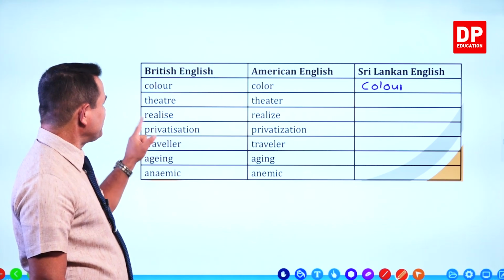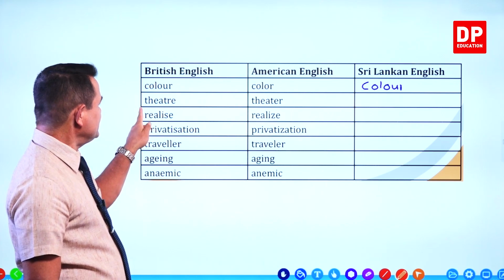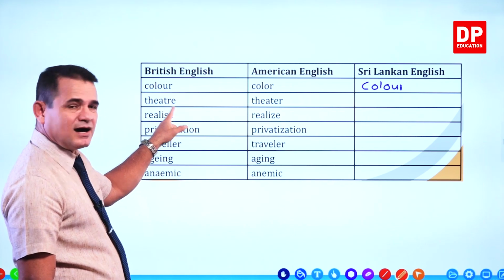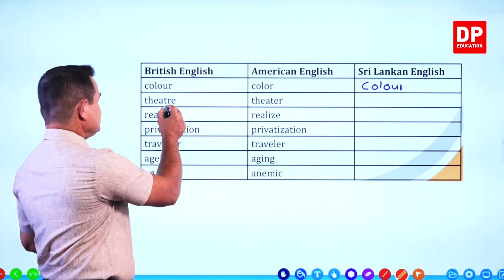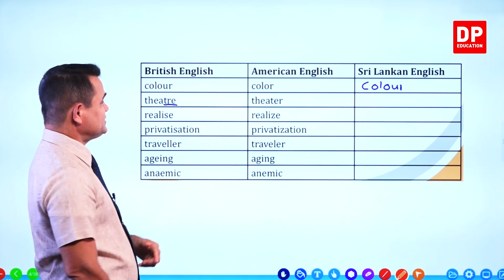Look at the second word, theater. THEATRE. Remember this. But American, THEATER.